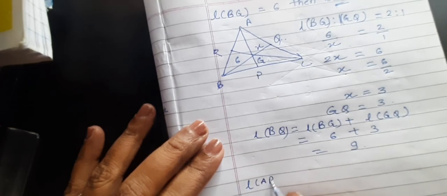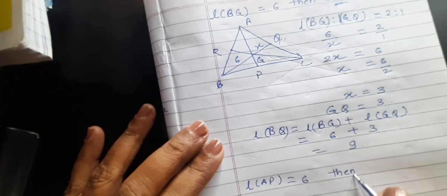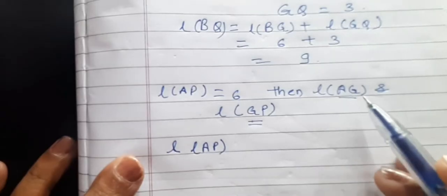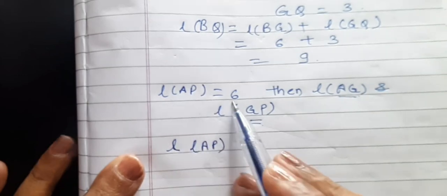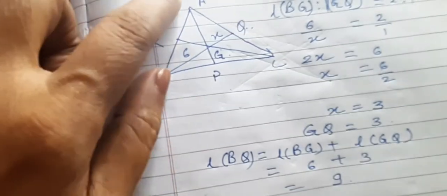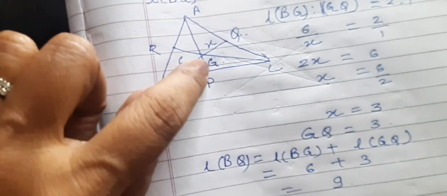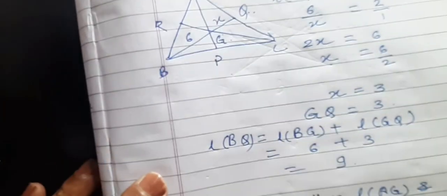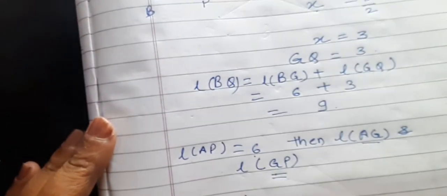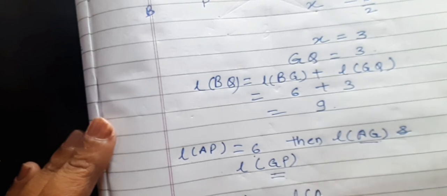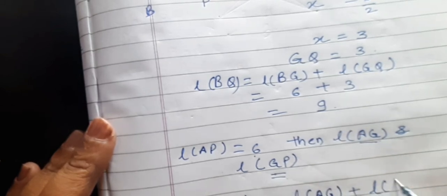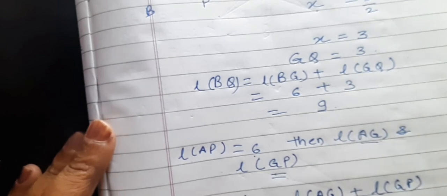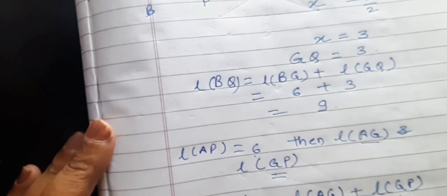equal to 9. Now the last one, that is length of AP is given to us, that is equal to 6. Then we have to find out length of AG and GP. Length of AP is given to us. We have to find out AG and GP. Okay. Now length of AP is equal to length of AG plus length of GP. Right? Now here we don't have these two measures.